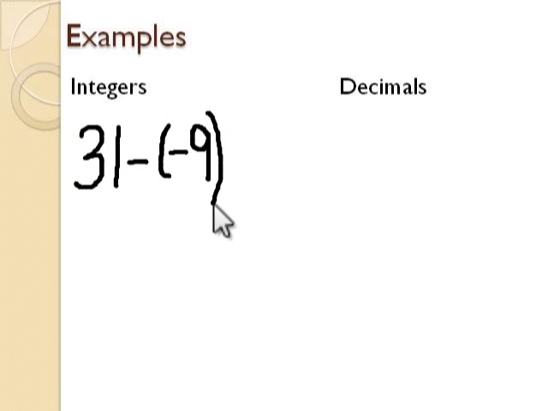So again, I'm simply going to leave the first number the same. I'm going to change the subtract to add. And then I'm going to change this number to its opposite. So the second number to its opposite. So the opposite of negative 9 is positive 9. So I can just do that right there in the problem. And now I'm going to do 31 plus 9.